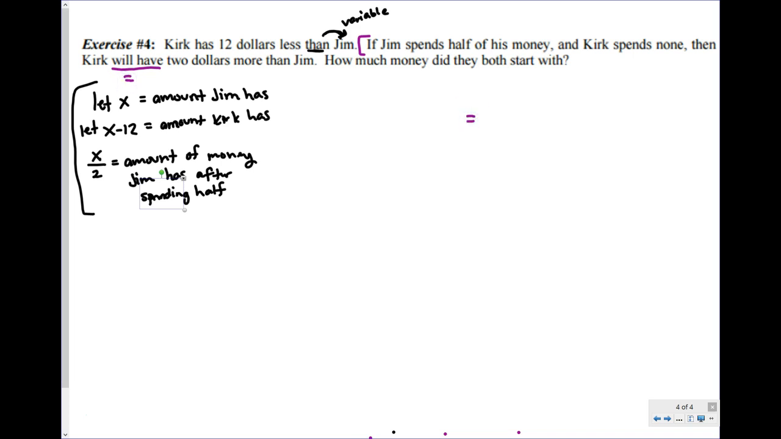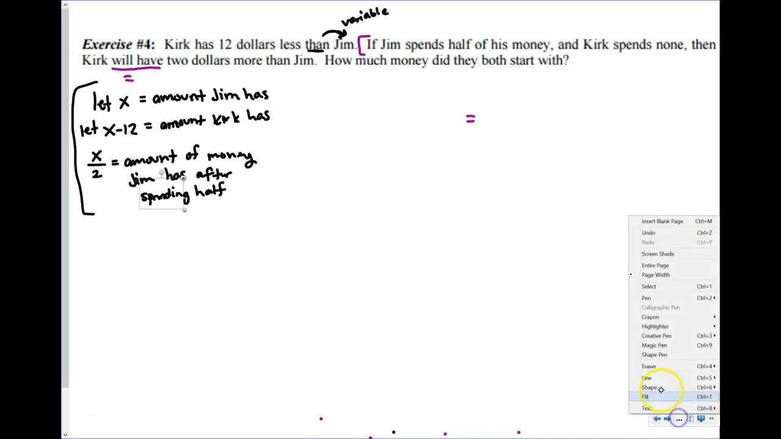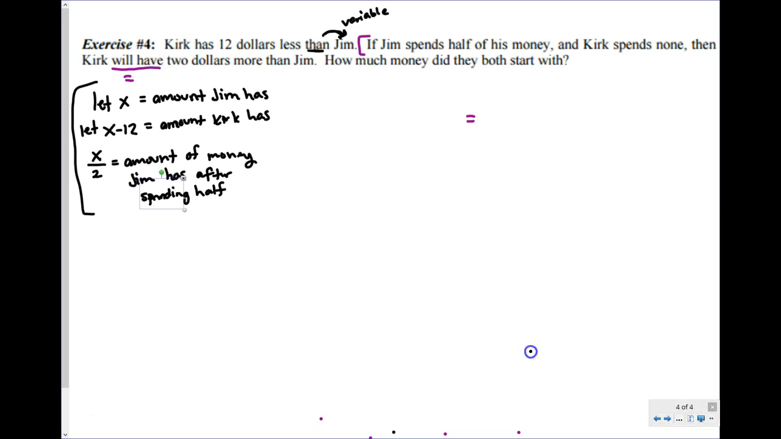So he'll have $2 more than Jim. Well, the amount of money Jim has after spending half is x over 2. So I'm going to put this x over 2 here. That's the amount of money he has if he spends half of his money. And Kirk spends no money. So Kirk doesn't spend any money, right? He doesn't spend any money, so how much does Kirk have? He still has this x minus 12. He spends no money. He's still at x minus 12 monies.